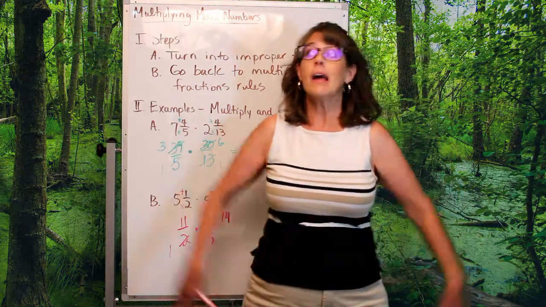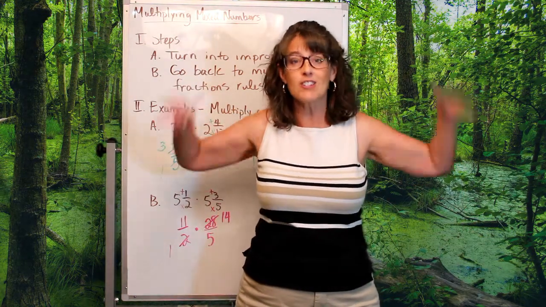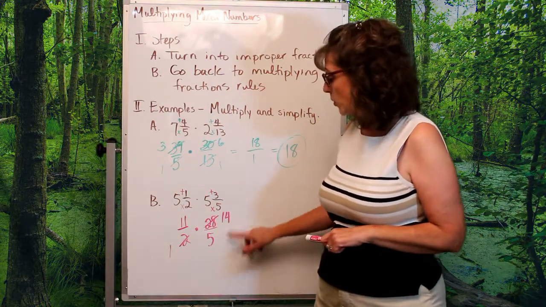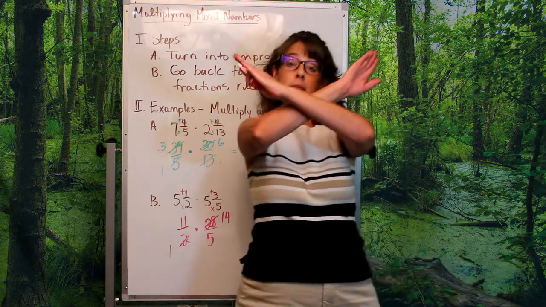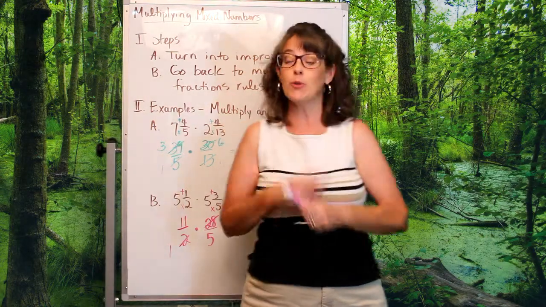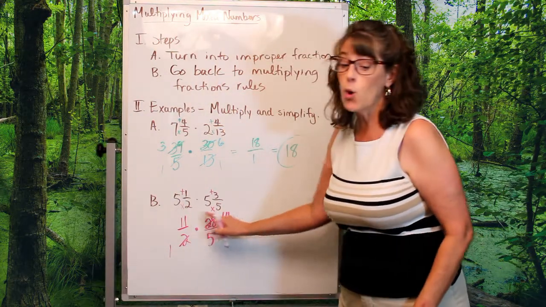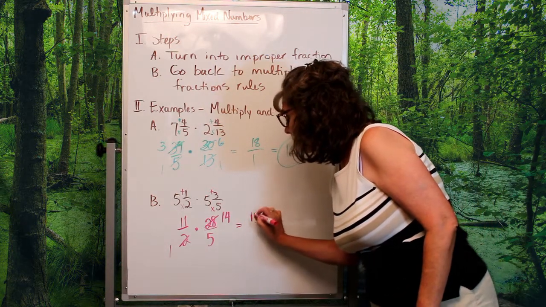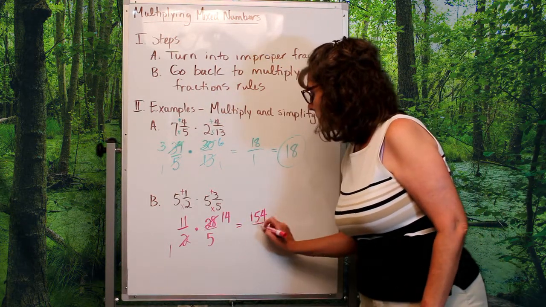But remember, let's be really silly. Let's check up and down. So 11 and 1, nothing cancels. 14 and 5, nothing cancels. I'm now ready to shoot straight across and multiply across that numerator. Whoa, 11 times 14 is pretty big. That's 154, and then across that denominator is 5.